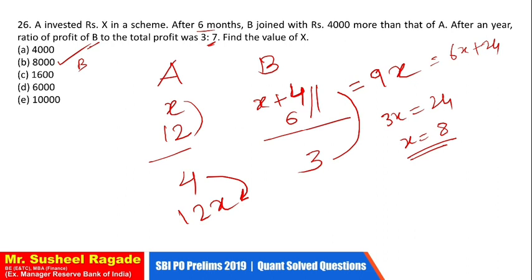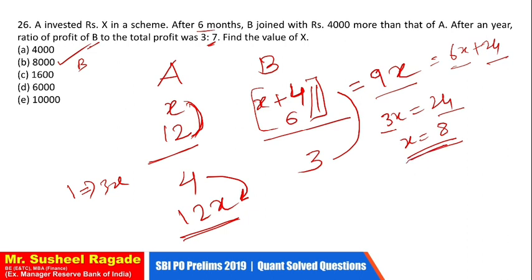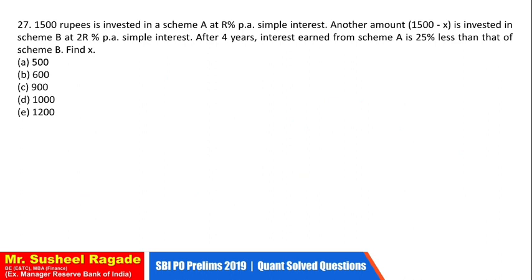So the answer is 8,000. So what we have done here, because we know that the ratio is 4:3 and this 4 corresponds to multiplication of these two numbers. So what is multiplication? That is 12x. So 4 corresponds to 12x. So 1 means 3x. So that's why 3 corresponds to 9x. So the multiplication of these two terms, that is 6x plus 24, is equal to 9x. That's why 3x is equal to 24, x is equal to 8. That's why our answer is 8,000. So please see once again, then you will understand what I have done here.